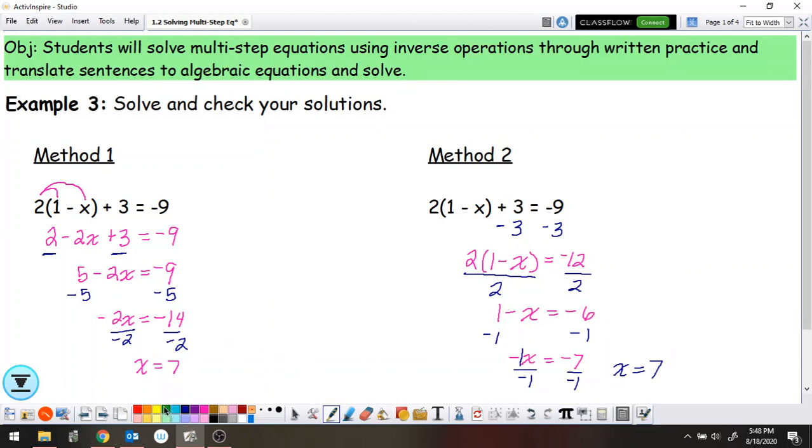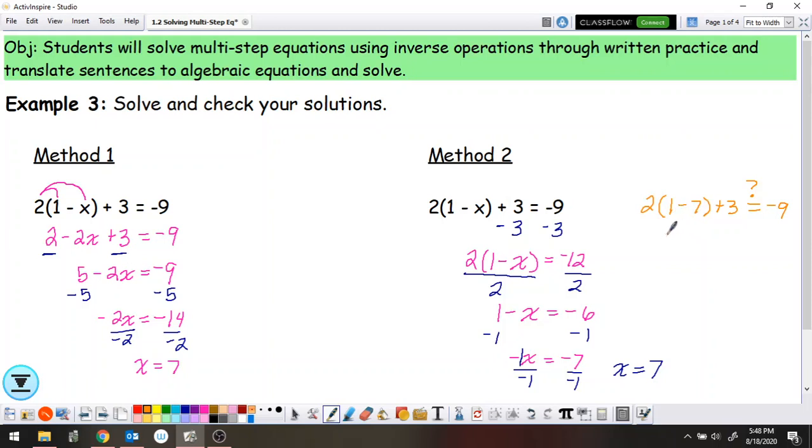But let's just go ahead and check here real quick. If I substitute 7 in for the x, so 1 minus 7 plus 3, is that going to equal negative 9?